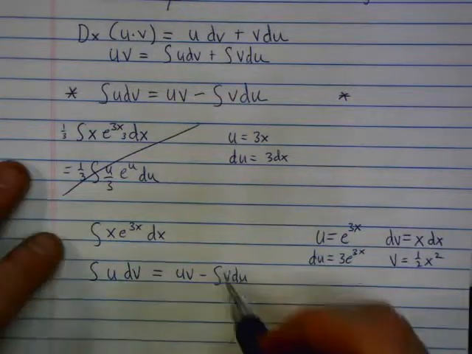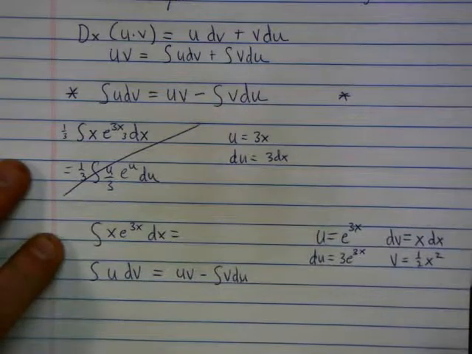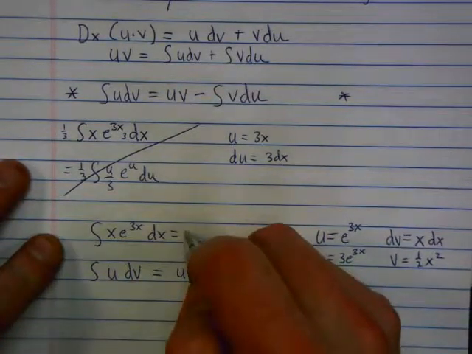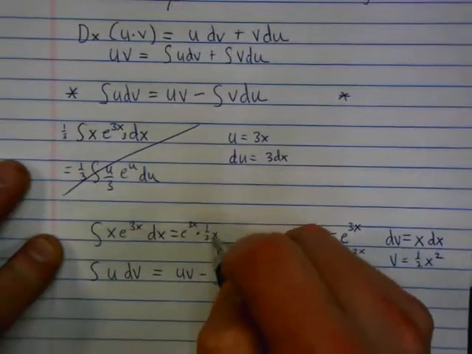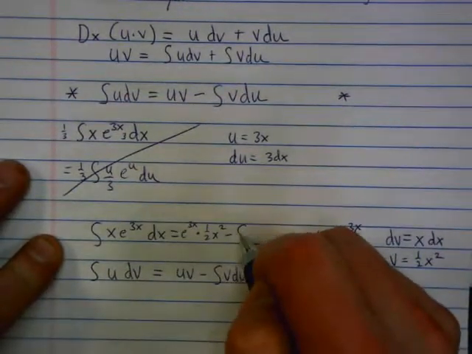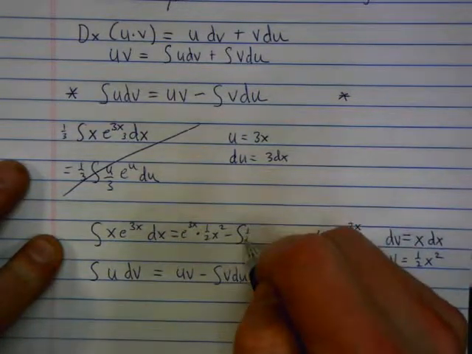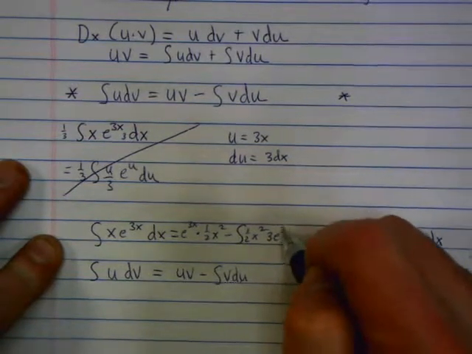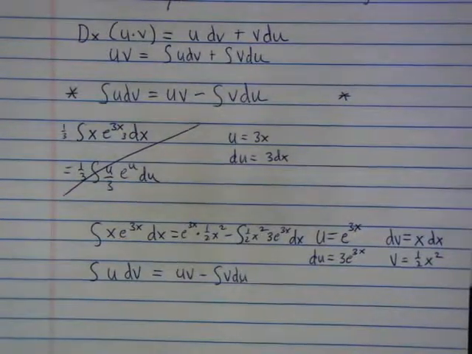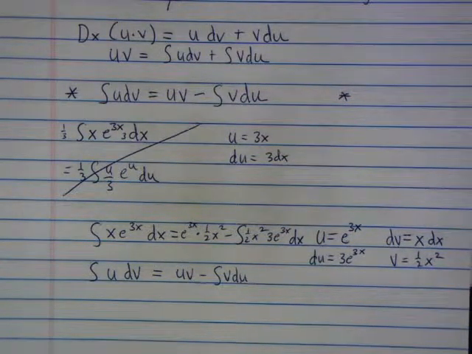So using my formula, I would have u times v, that's going to be e to the 3x times 1/2 x squared, minus integral of v, which was 1/2 x squared, du, which was 3e to the 3x dx. And right now, I would stop and say, crap, I made a bad guess. Why do I look at that and know I made a bad guess? Because that won't cancel out to a single term.